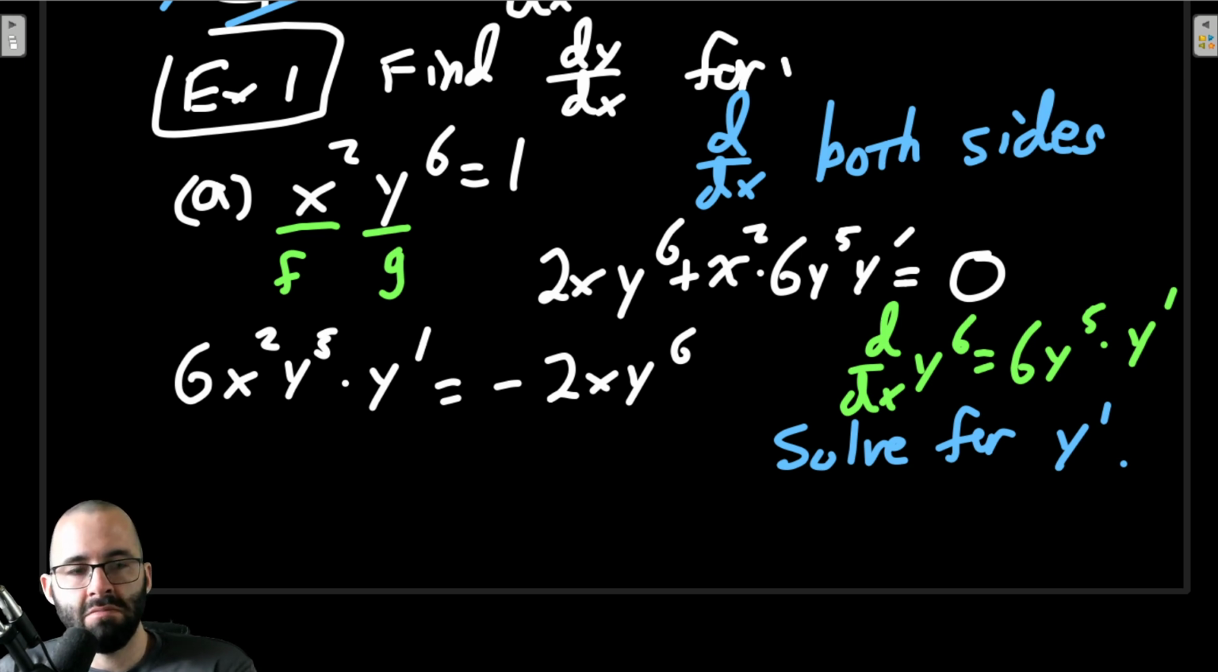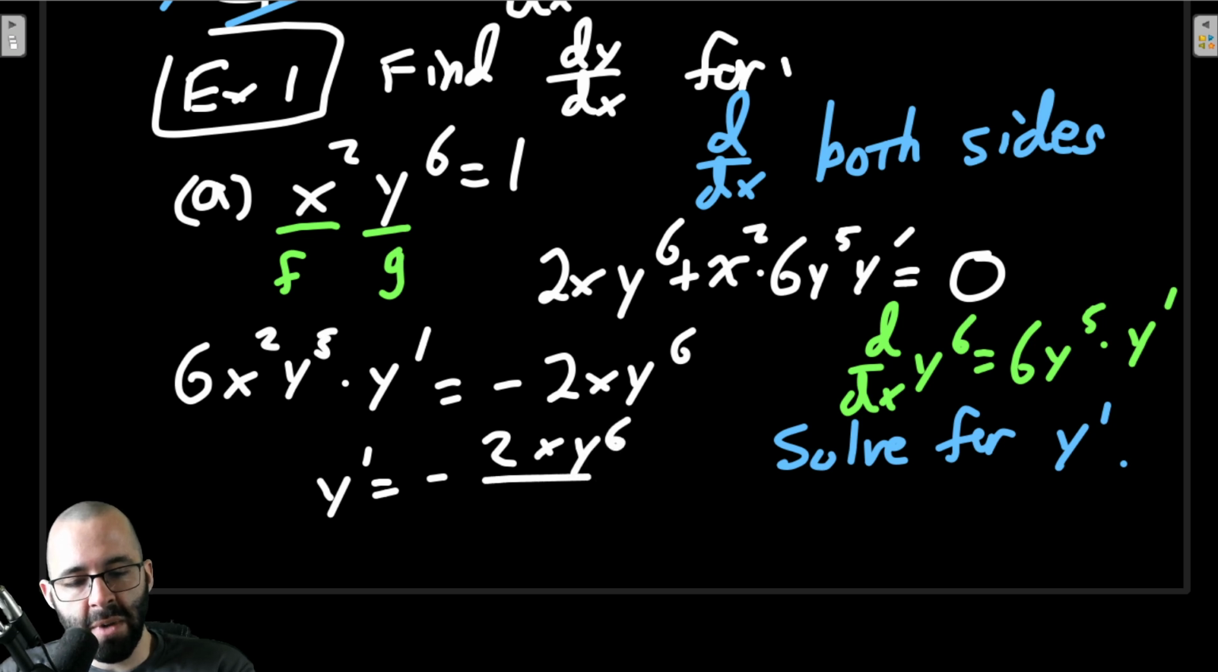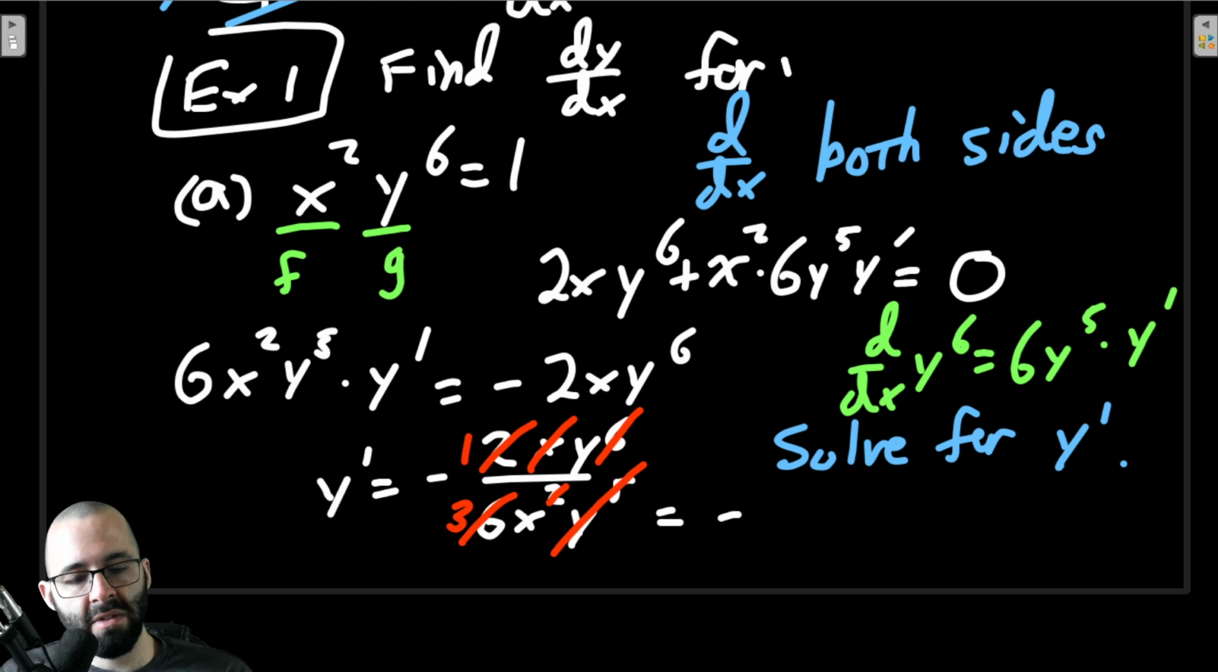So if we want to solve for y prime, just divide by the thing next to it. We get y prime is equal to negative 2x y to the 6th divided by 6x squared y to the 5th. Do a little cancellation and we are going to be good to go. 2 over 6 is 1 over 3. X over x squared, this x cancels with one of them. And then all 5 y's cancel with 5 of these. It looks a little confusing. We have negative, all that's left in the numerator is a 1y.